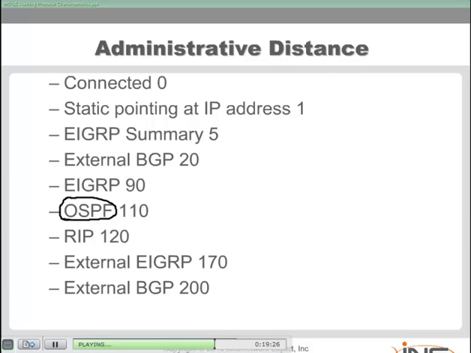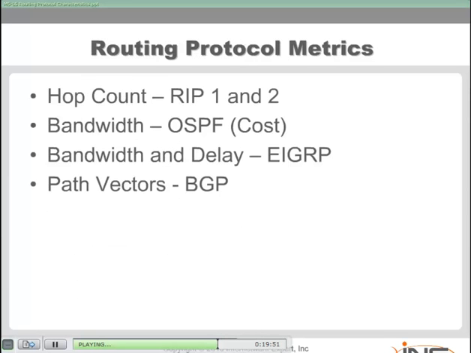Okay, that's fine. Now, what if OSPF says, you know what? There are two ways to get there. We can get to the destination through R1, but we can also get to the destination by sending traffic through R2. Now what is the router going to do? Which is it going to pick? Well, this is of course what the metric is for. Routing protocol metrics are used to make the decision of which route should be used.